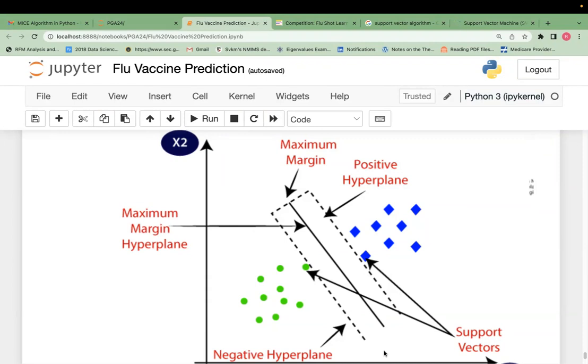Then two support vectors, the dotted lines, are drawn touching the nearest values of both the classes. Support vectors are the dotted lines which are drawn touching the nearest observations on both sides of the classes. You can see here, right? This square is the nearest, so it is touching this one. So a maximum margin hyperplane is drawn in between, separating the two classes with maximum margin. Then two support vectors are drawn touching the closest observations on both the sides.